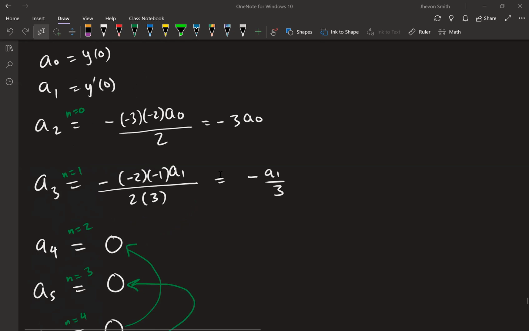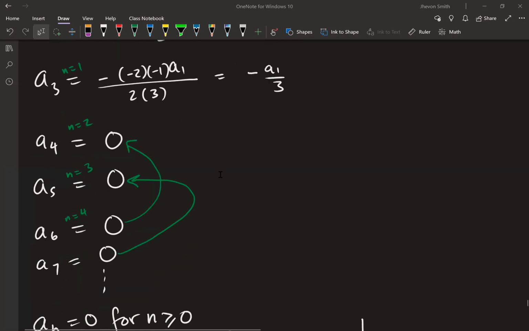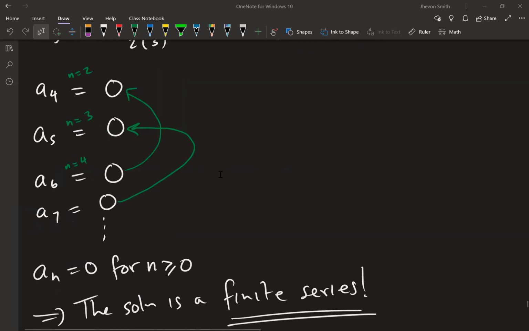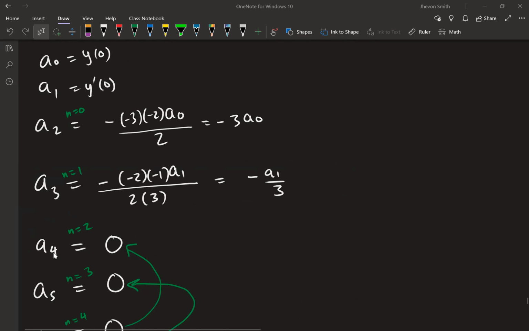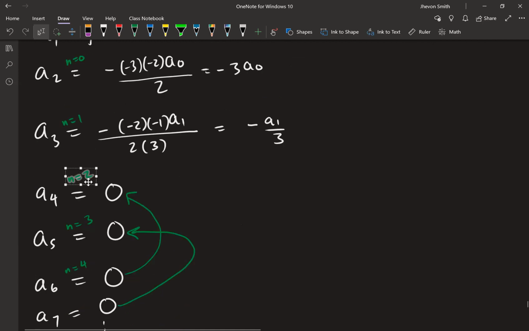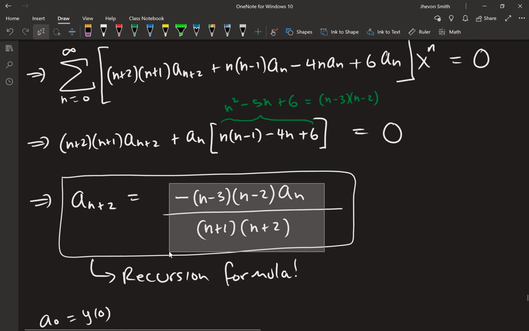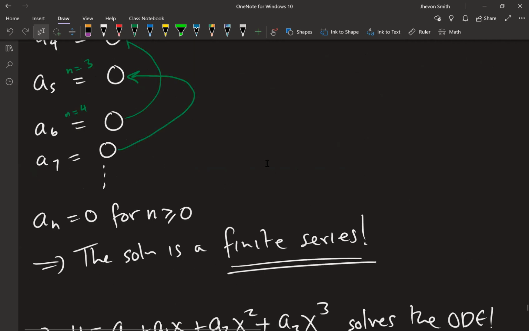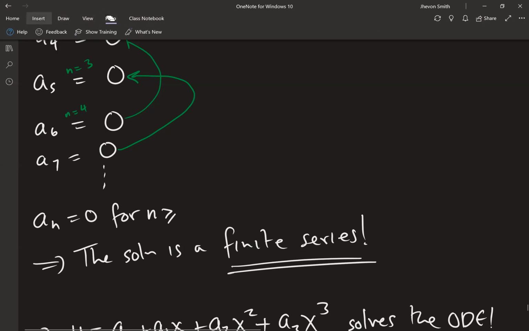For n greater than, no, not for n greater than 2. I know it seems that way, but I'm measuring this subscript here. The n here is what I need to plug in on the right side to compute the guy on the left side. So when I say for n greater than 4, I meant to write greater than or equal to 4. Your a sub n is going to be 0 for n greater than or equal to 4.